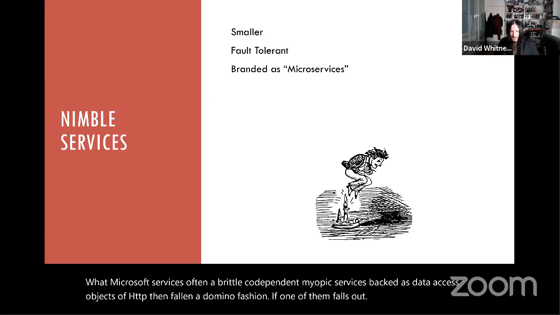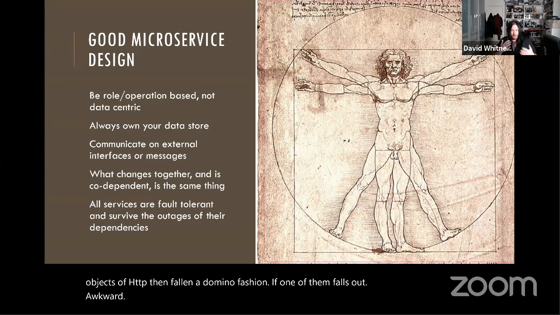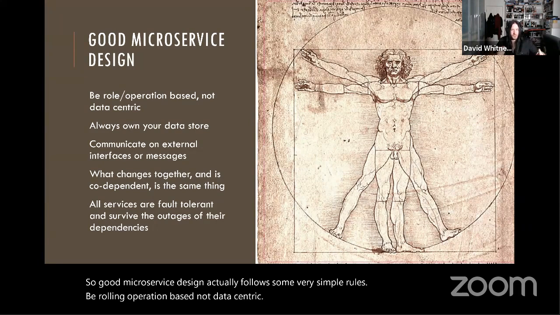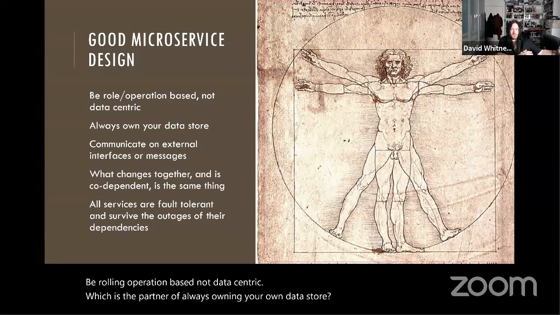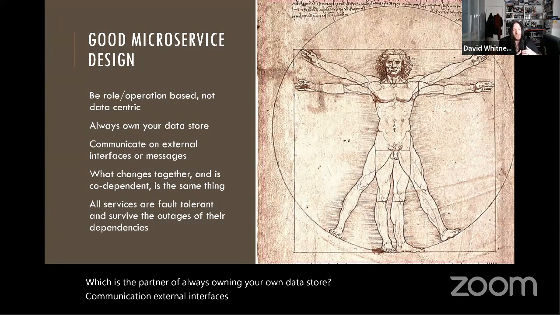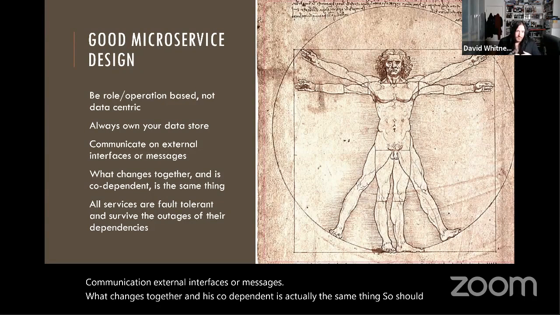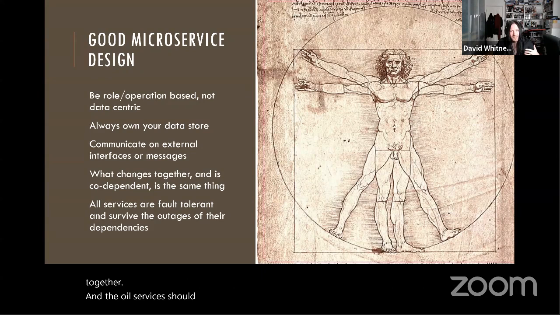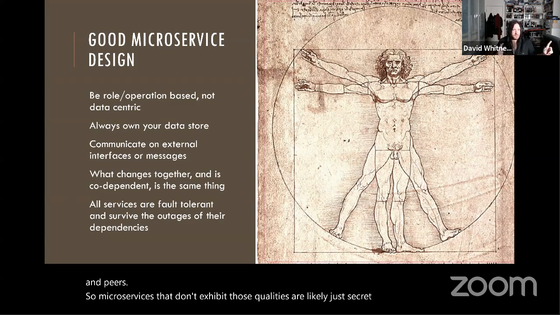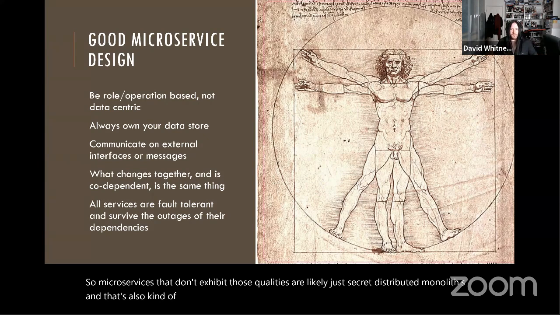Okay, awkward. So good microservice design actually follows some very, very simple rules. Be role and operation based, not data centric, which is the partner of always owning your own data store. Communicate on external interfaces or messages. What changes together and is codependent is actually the same thing, so should stay together. And all services should be fault tolerant and survive the outages of their dependencies and peers. So microservices that don't exhibit those qualities are likely just secret distributed monoliths. And that's also kind of okay, because loads of people operate distributed monoliths at scale, but you will feel the pain at some point when you do.